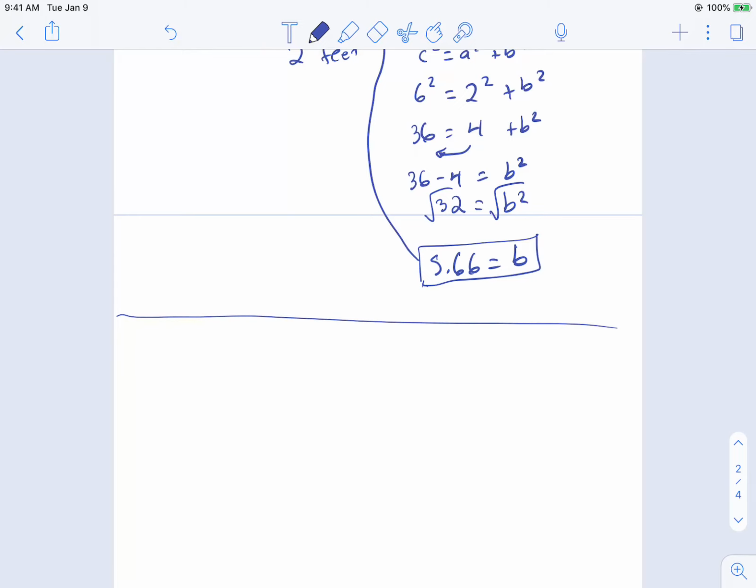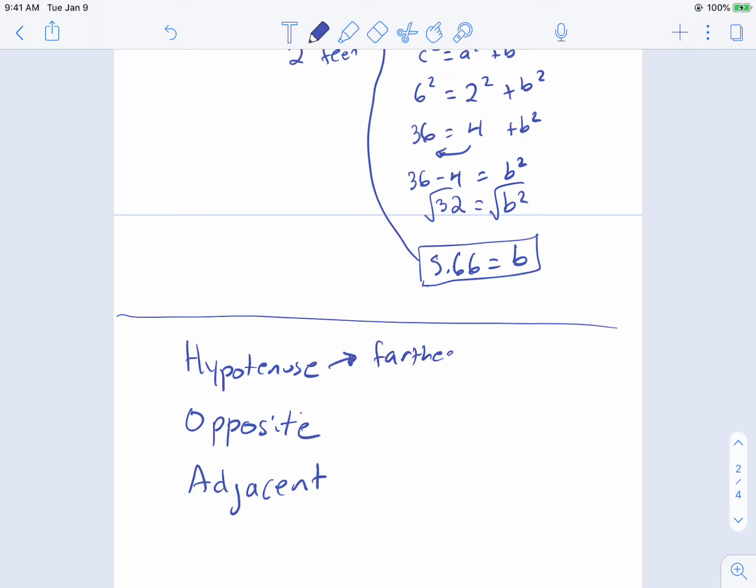And part 2 is the good stuff because this is going to really help us for the next 2-3 days after this. So quite a bit of material. The next thing we're going to be looking at is our right angle triangles, and specifically looking at 3 things. Our hypotenuse, our opposite, and our adjacent. And we know what these words mean already. Hypotenuse is always farthest from the right angle.